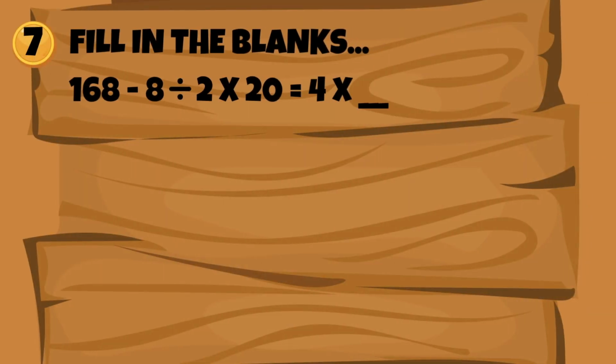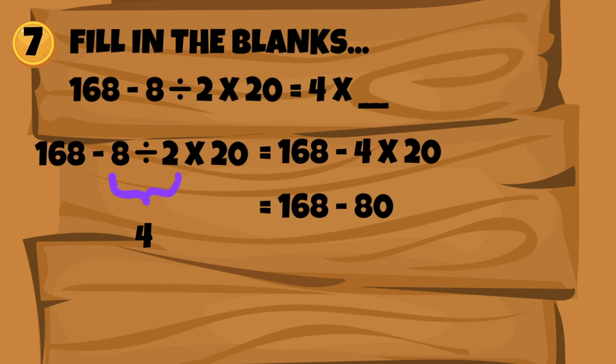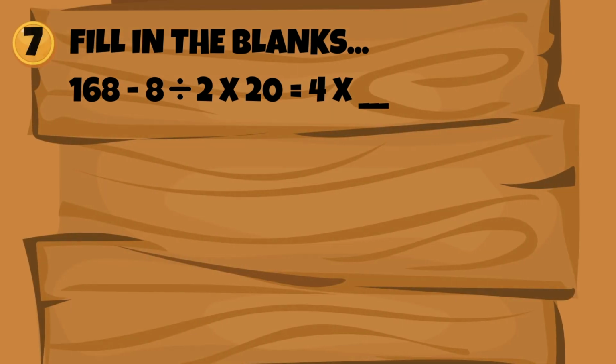We have another blank to fill up here. Can you tell me what is the rule we follow to solve this sum? Yes, that is correct. We follow the BODMAS or PEMDAS rule here. There are no brackets. So let's solve the division and multiplication first. And then the rest of the equation. Let's solve for the blank now.